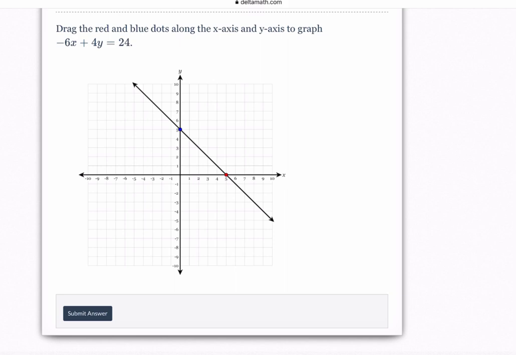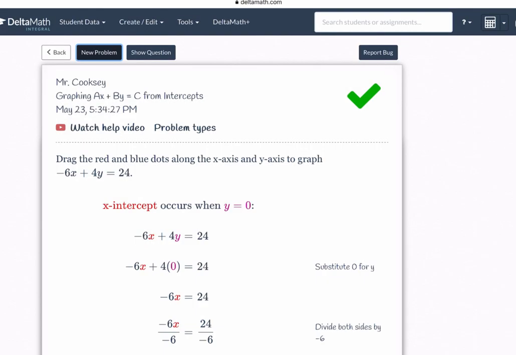So for the x-intercept, I'm going to do negative 6x equals 24, which would give me negative 4. So I click on the red dot and I just drag it over to the negative 4, like that. Then for the y-intercept, I do 4y equals 24. Solve for y, that would give me 6. So I click on the blue dot, put it up at the 6. Then I hit submit, and there we go.